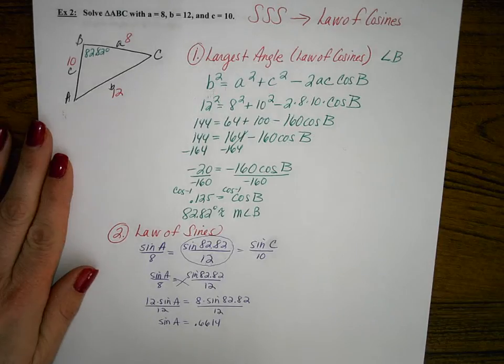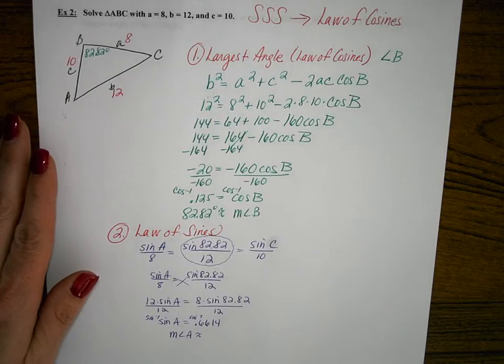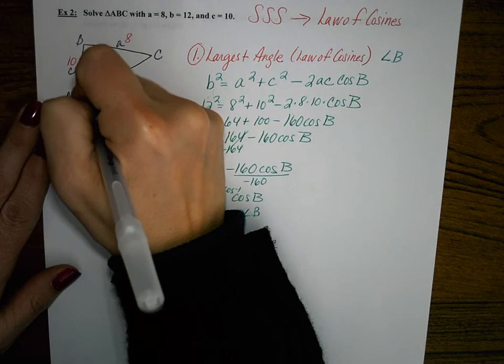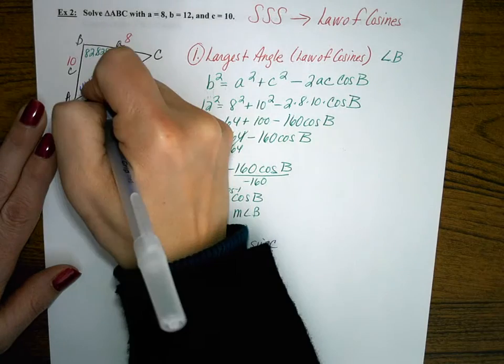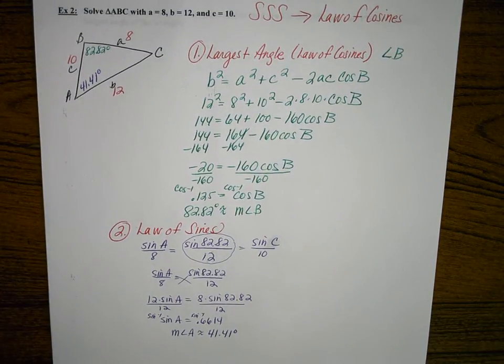All right, now that is not angle A, that is the sine of A. If I did opposite over hypotenuse from A, I would get 0.6614. So to find angle A, I need to inverse sine. So the measure of angle A is going to be approximately how much? 41.41 degrees. Okay, so angle A is about 41.41 degrees.